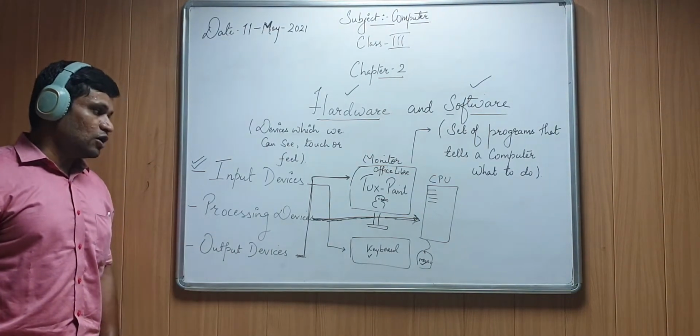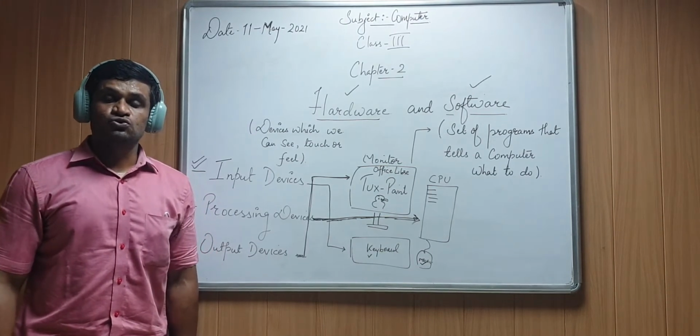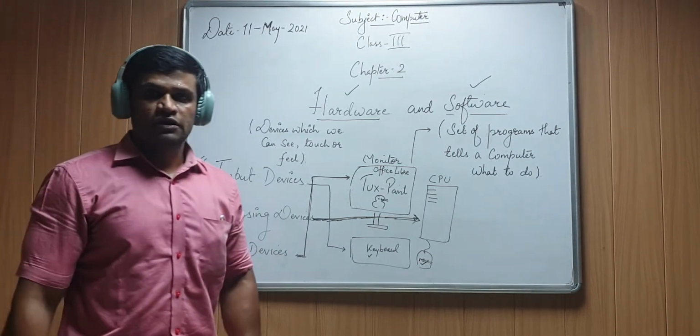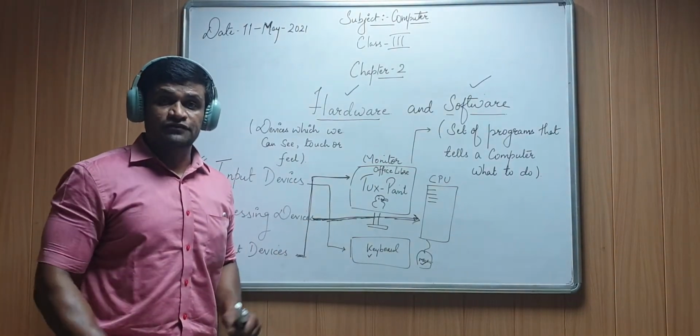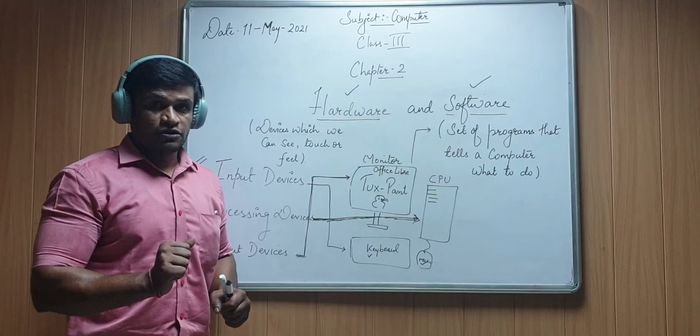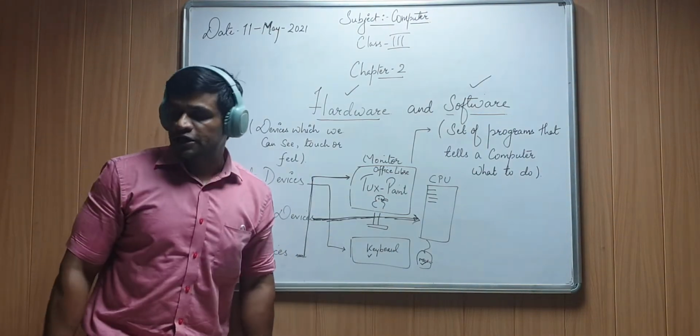And the third is your output device. Those hardware which is used to display the output is your output device. For example, your monitor, your screen, television screen, which I can touch. On it, I can see the display. So that is your output device.